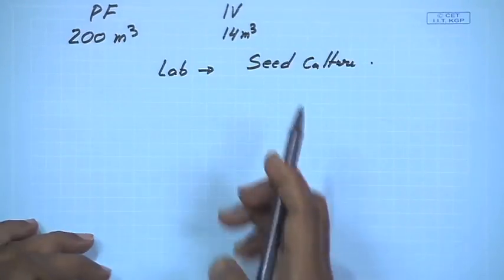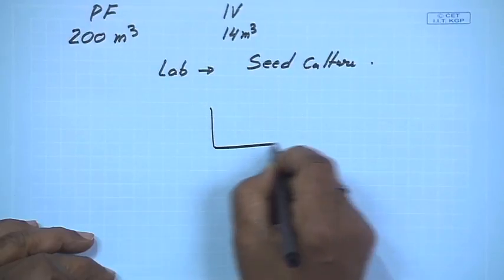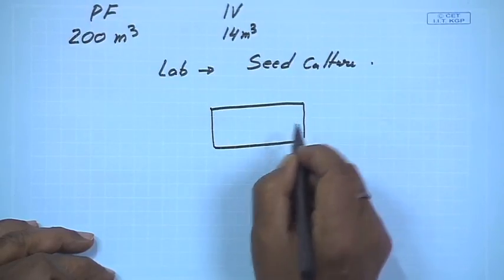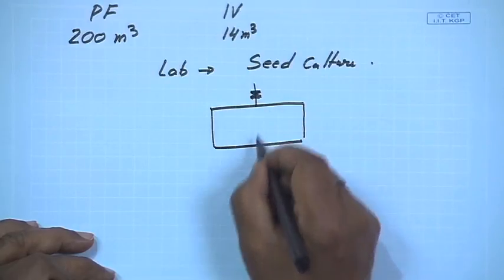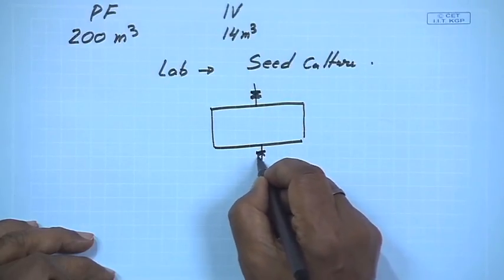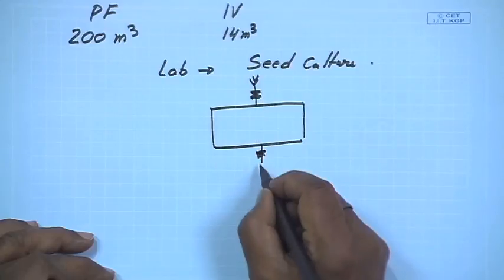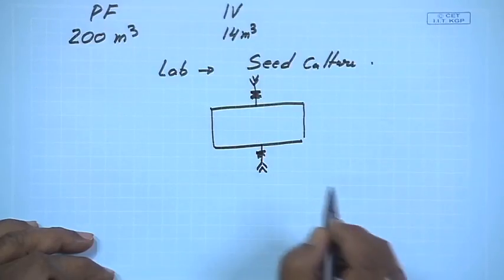Then we put it in the seed can, which looks like this. What is the seed can? Here we have a bulb, and here we have a bulb. Here we have some nut and bolt arrangement.